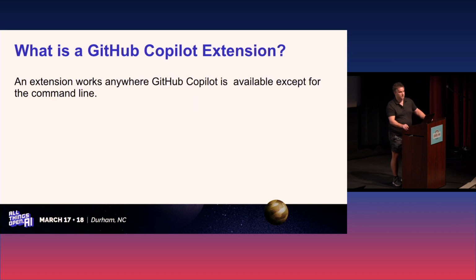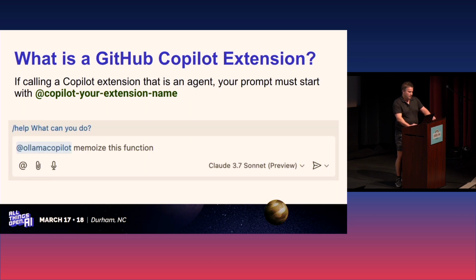And like I said, the extensions work anywhere, so literally everywhere except the command line right now. Yeah, GitHub Copilot works in the command line, but not extensions. But everywhere else, it's fair game. So when you call a Copilot extension that is an agent, the thing you need to know is you have to say @ whatever your Copilot extension is first, and then whatever your question is. If you put it anywhere else in the prompt, it's just going to ignore it, and it's going to default to just regular Copilot.